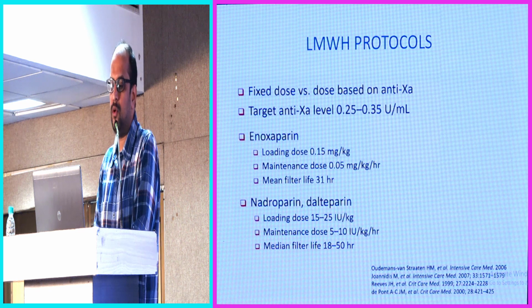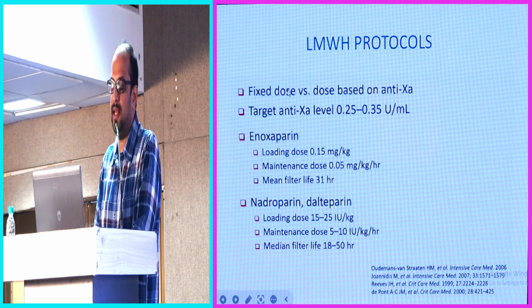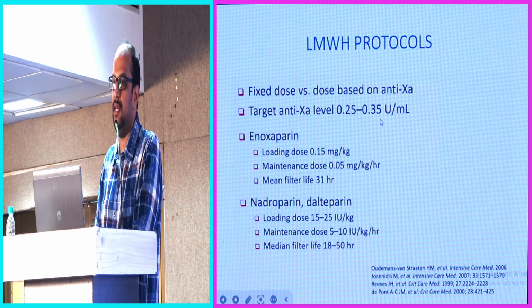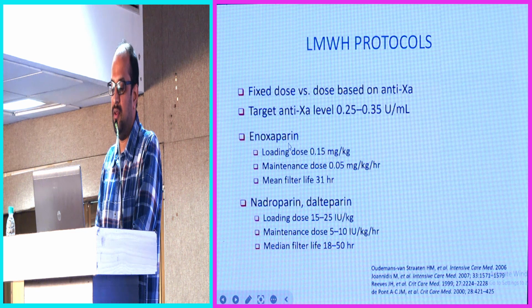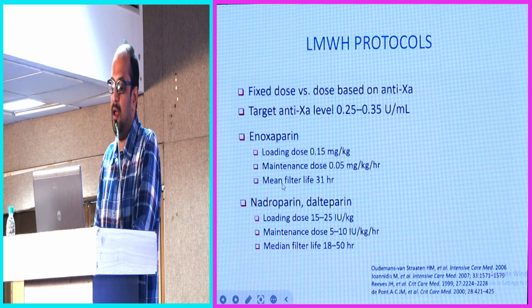So what are the protocols of this low molecular weight heparin? Yes, we can give it as a fixed dose, or we can give it as a maintenance dose. If you want to give it as a maintenance dose, you may need to monitor anti-factor 10A level, and it should be maintained between 0.25 to 0.35 units per ml. And these are the routine molecules, enoxaparin, which every one of us knows, and dalteparin.